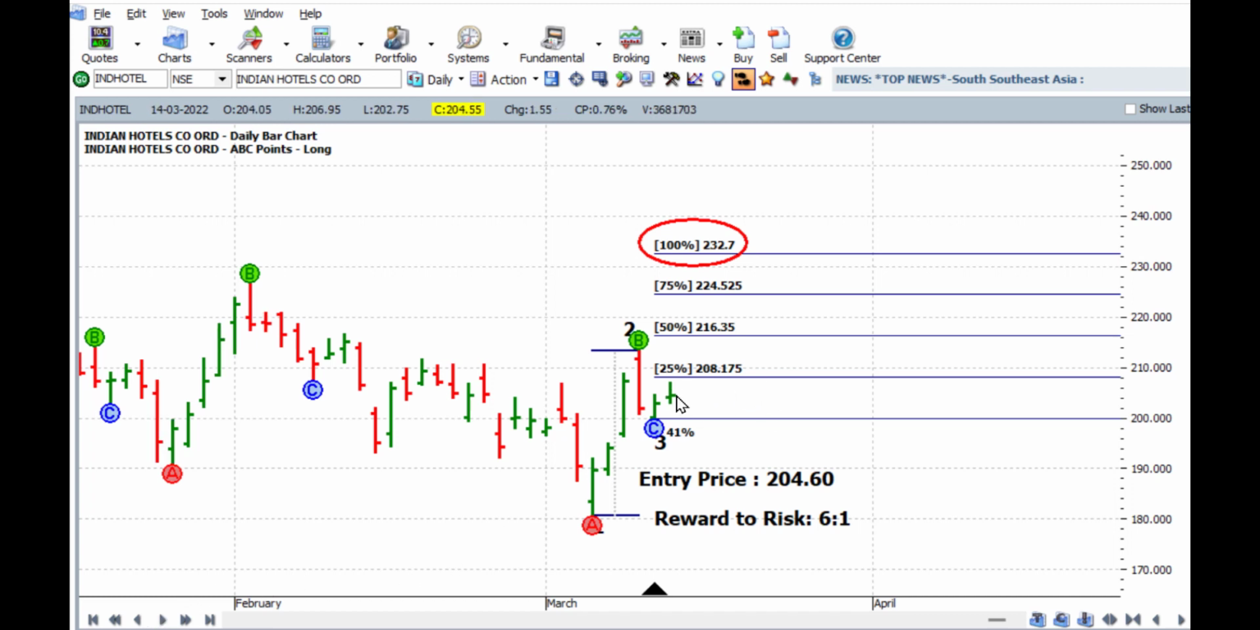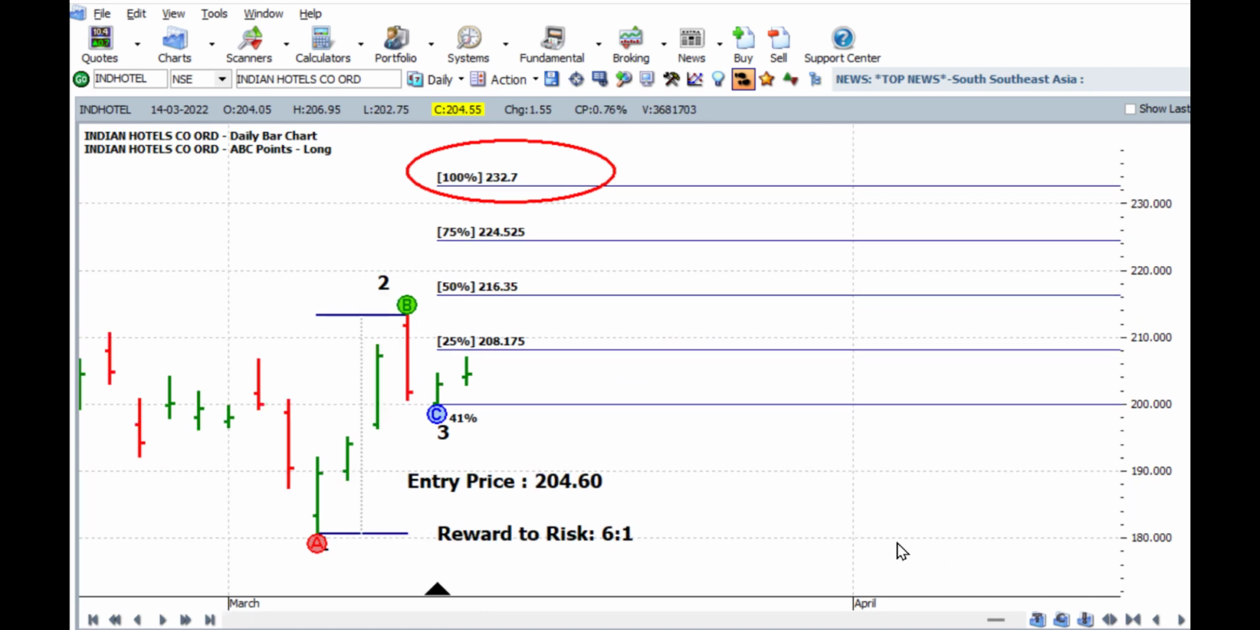Now next day the share opens at 204.05. This means we did not get an entry on the open. So our entry price I will put as 204.60, because it opened at 204.05, so we entered at 204.6. That's our entry price which I'm going to put here, though we could have entered into this share by 208, because that's 25% and it can give us a lot of profit.